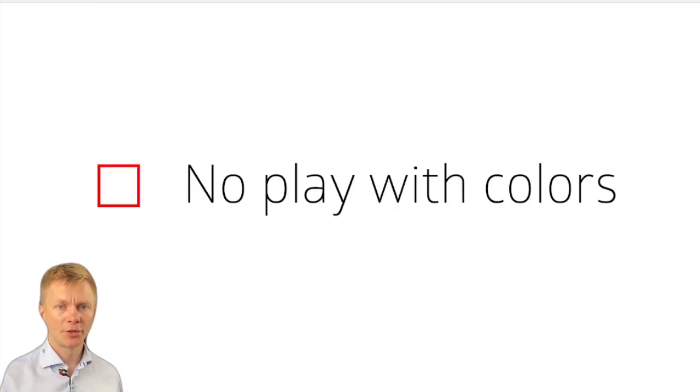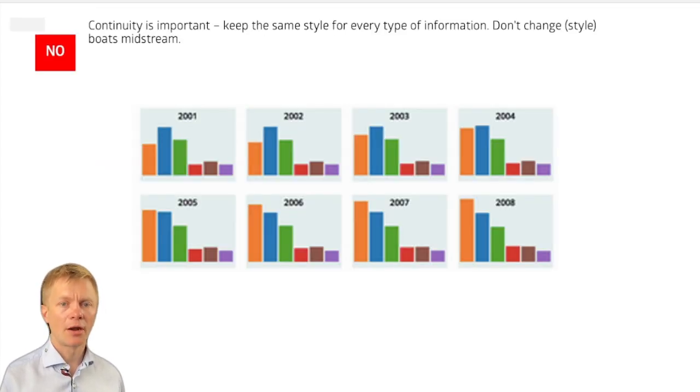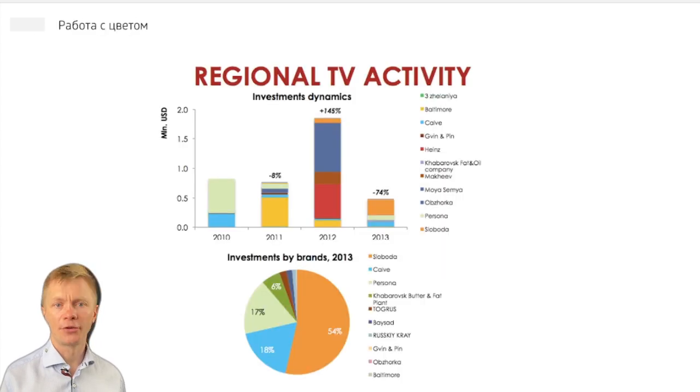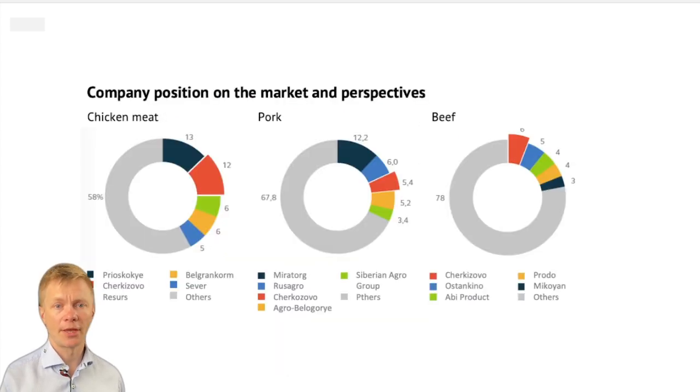And try to be consistent with colors. Color is a very powerful tool of communication, and when changing colors over time, you are making the reader confused. For example, here on these two charts, you see that the colors of the charts above and below are the same, but the series names are different. So there is a confusion when you read these two charts. So try to make them the same.